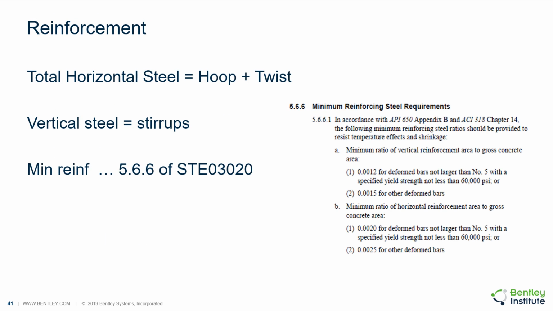Total horizontal steel requirement is calculated by adding the steel required to resist hoop tension and the twist. The vertical steel is provided through stirrups. Minimum vertical and horizontal reinforcement requirement is then satisfied as outlined in STE 3020. Here is a snapshot of the relevant section from the code.